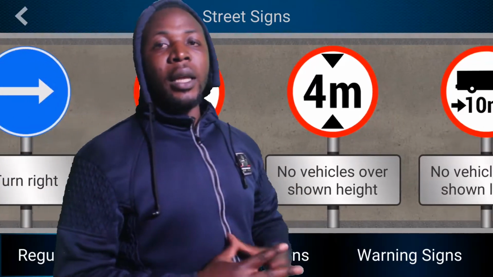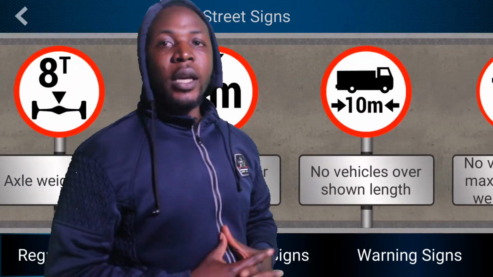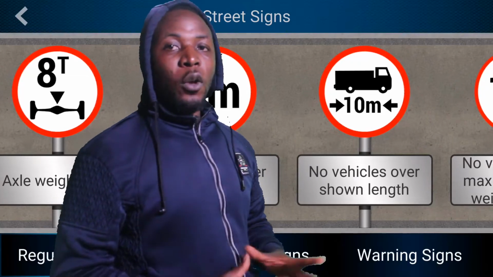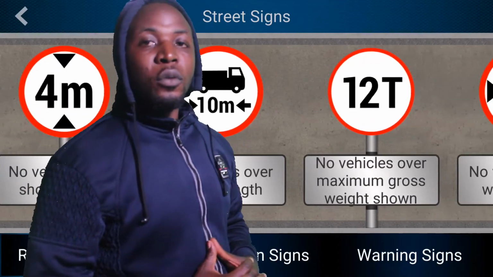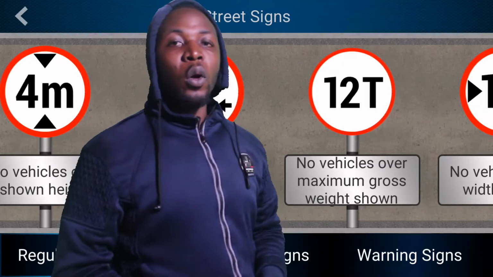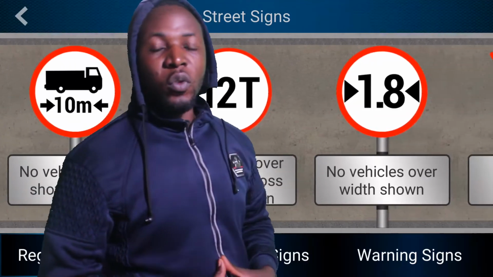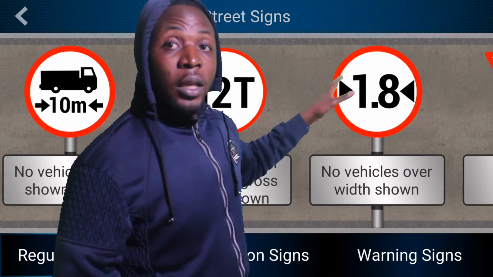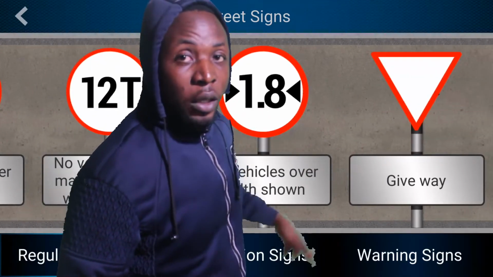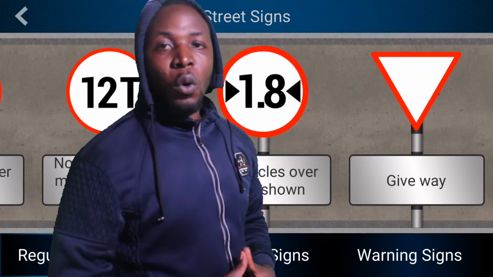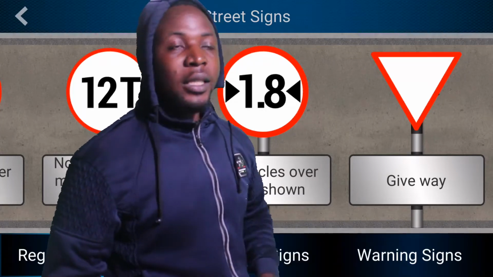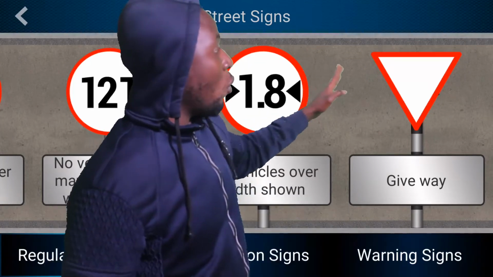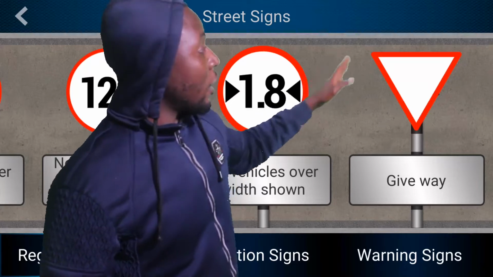So those are the four types of road signs you need to know, and you have to know them very well. Number one is horizontal signs. Horizontal signs are the markings on the road, the white lines or the yellow lines you see on the road. Vertical signs are those signs that you see on the poles on the road.